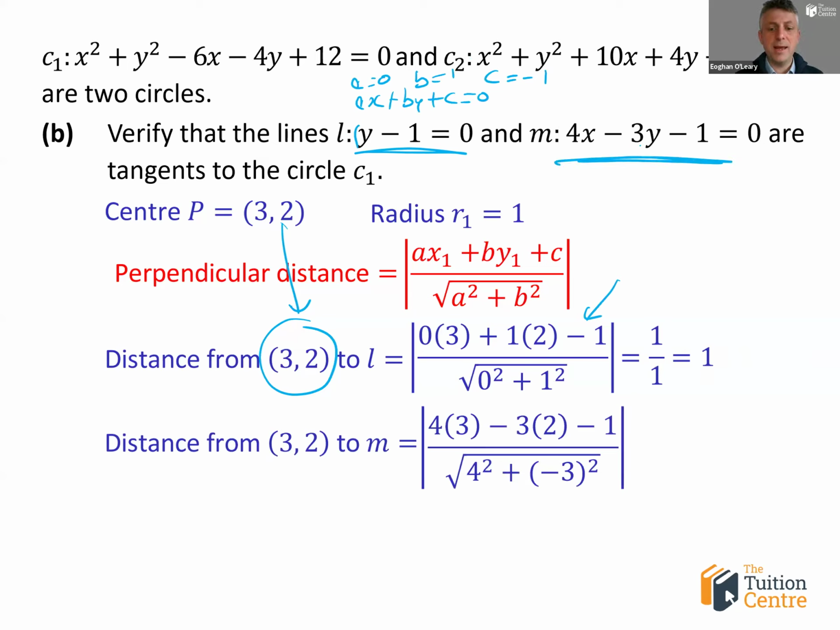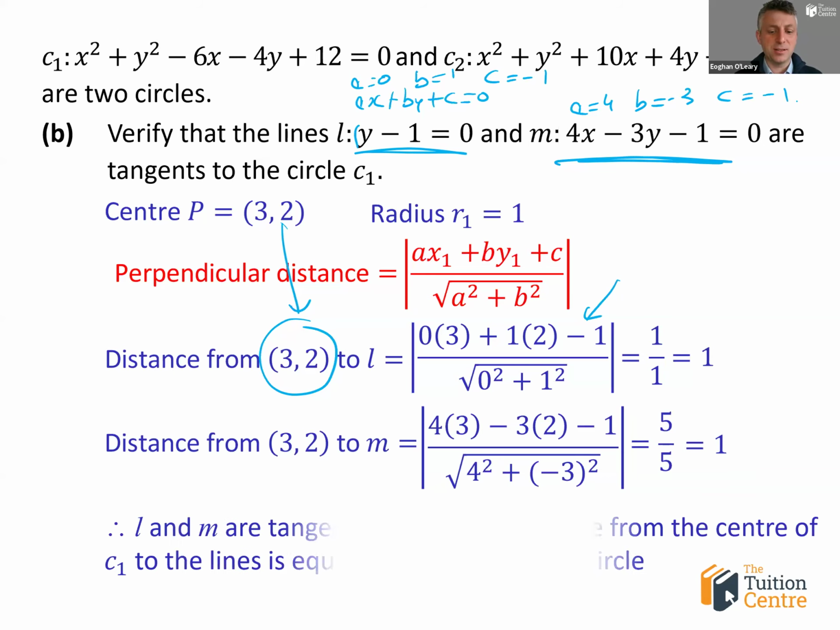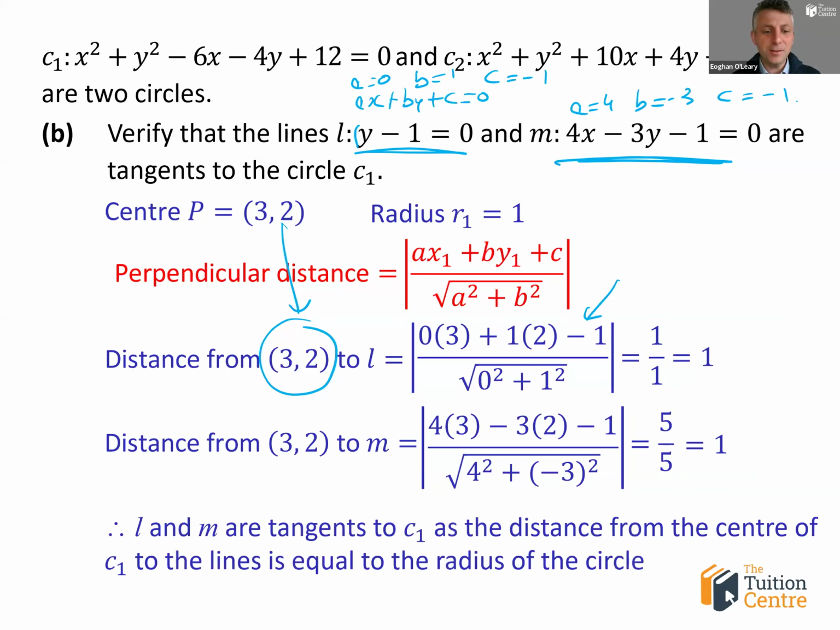Our second equation, M. In this case, A will be 4, B will be -3, and C will be -1. You fill it all into your perpendicular distance formula. You get 5 over 5, which is equal to 1. So both of these equations are tangents to the circle.